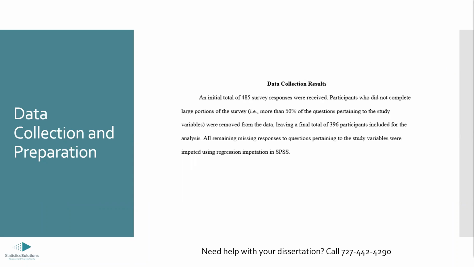And so here are just a few examples of excerpts of what a write-up for the data collection and preparation portion of the results may look like. So in this example here, we see that we start by saying how many initial survey responses were collected. And then we talk about participants who were missing data and say how we removed them and state what our final total sample size was. And then we also state how we dealt with any other remaining missing data. In this case, saying that we used an imputation to replace those values.